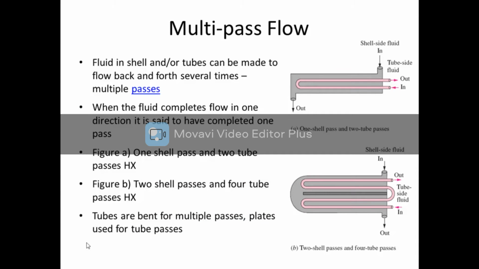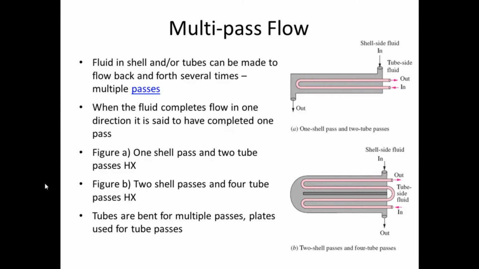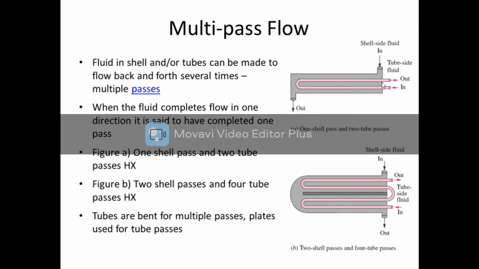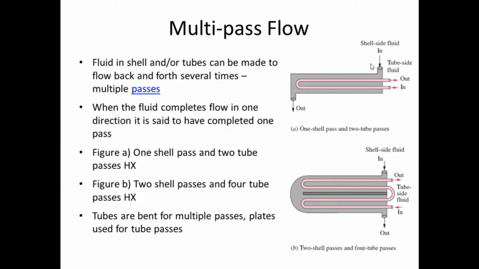Another way of increasing the heat transfer rate is by making the fluids move back and forth within the heat exchanger a few times. This is what we call a multi-pass heat exchanger. Each time a fluid moves from one end to the other, we say that it has completed one pass. So if it takes a turn and returns, it can make an additional pass. In all the examples that we have seen till now, we had single pass heat exchangers.